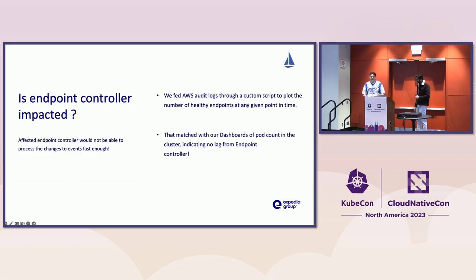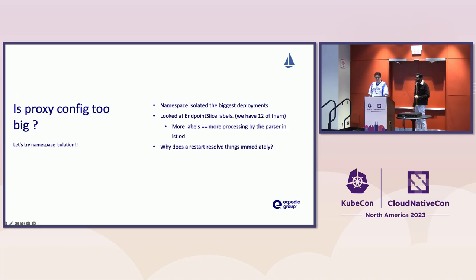And somebody pointed out there's a lot of informers in Istio. So we decided, okay, let's look at the endpoint controller. We didn't write code for this one. We just did some log queries, and again, it was in the milliseconds. So it's starting to look like it's some problem inside of Istio.